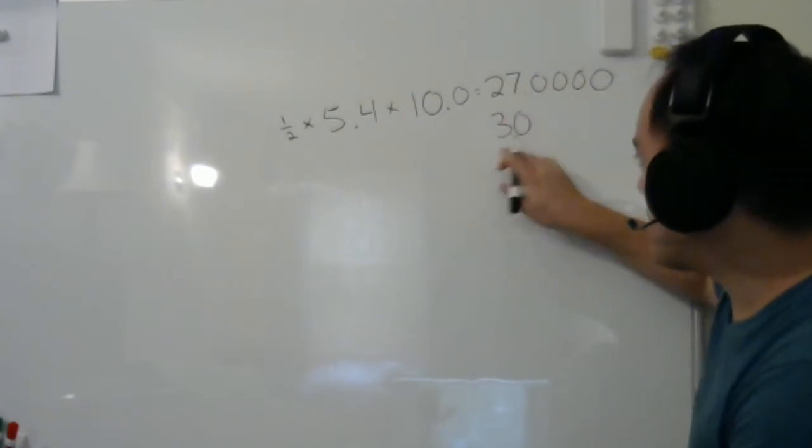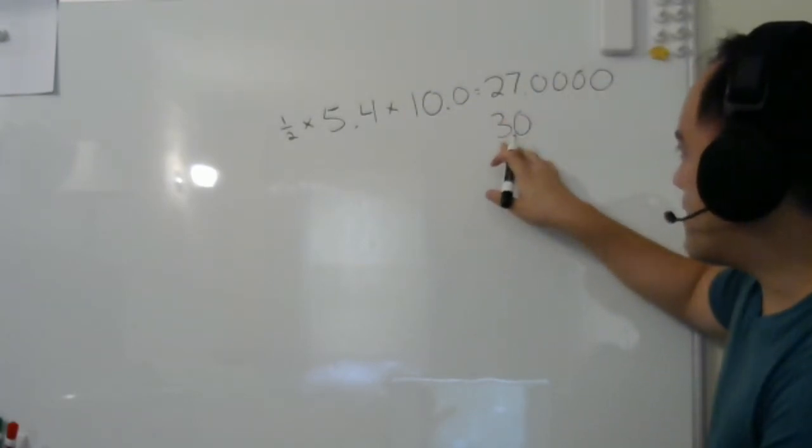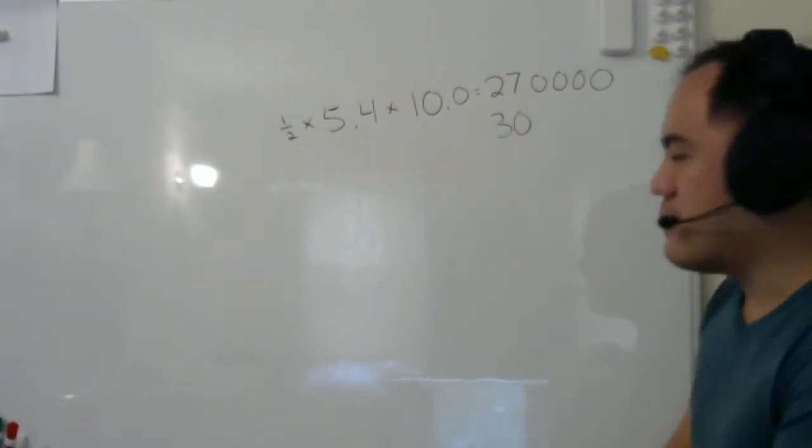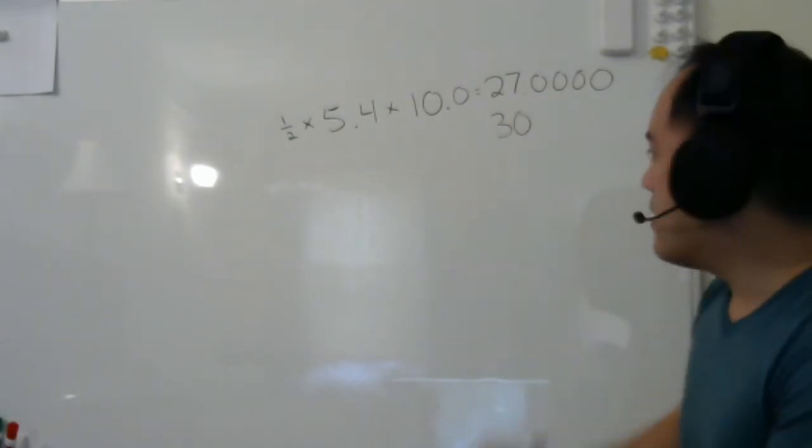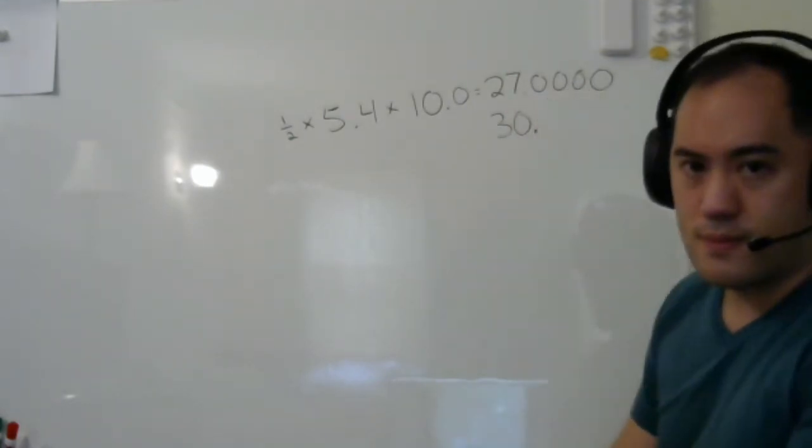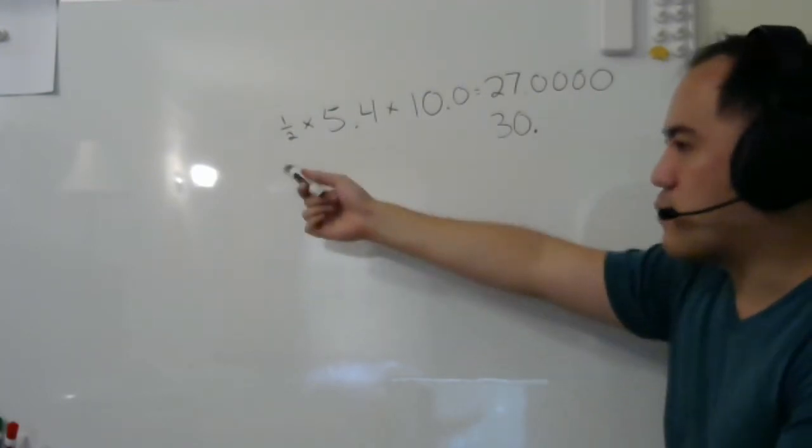30 is the closest. Tens place only number to 27. You round up to 30. Should we do a decimal place? No, that is 2 sig figs, we only need 1.